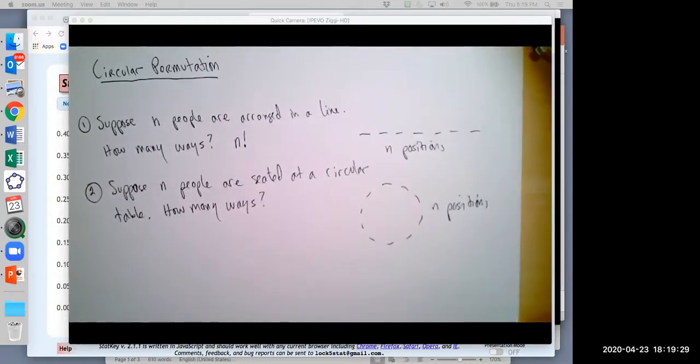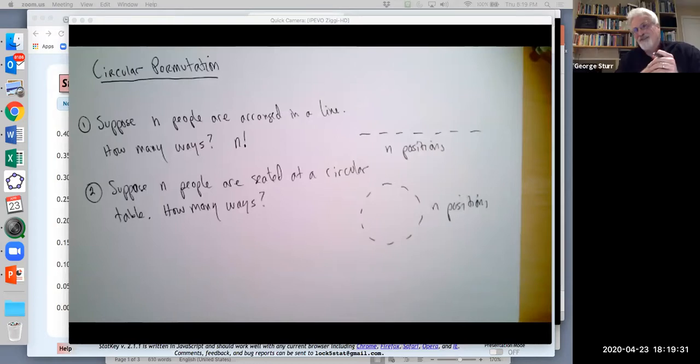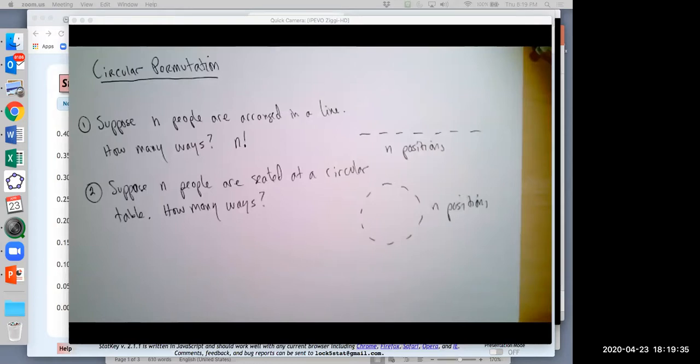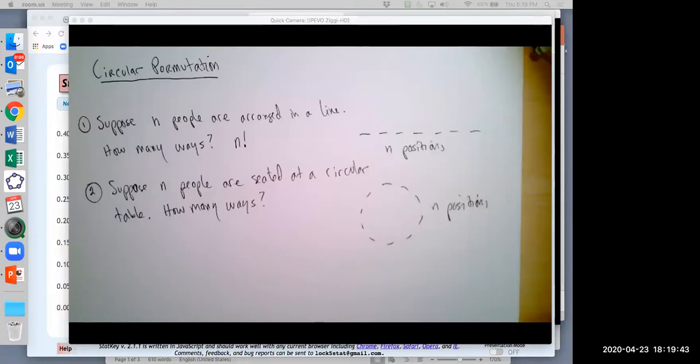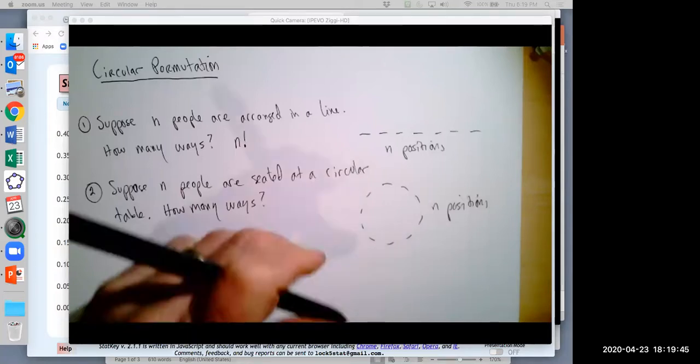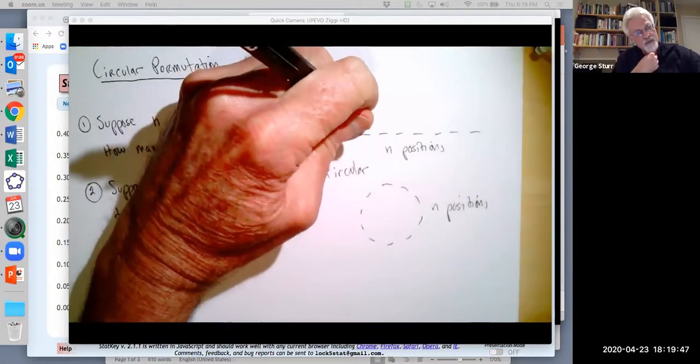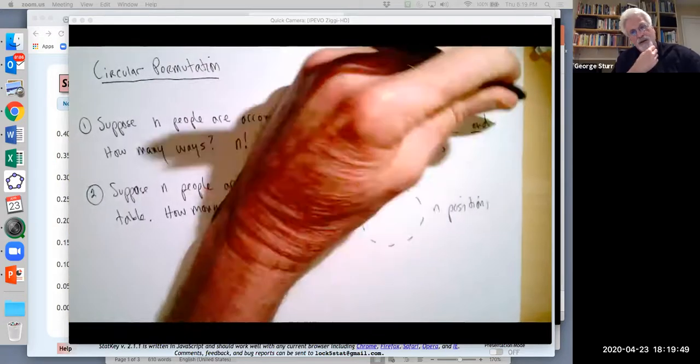No. Yeah. Oh, good. A yes and a no. Who's going to go with the no? I think it's more than n factorial with the circle. More. Why? Because with the line we have the start and the end, and with the circle there's not a start and then an end. Okay, I'll buy that.